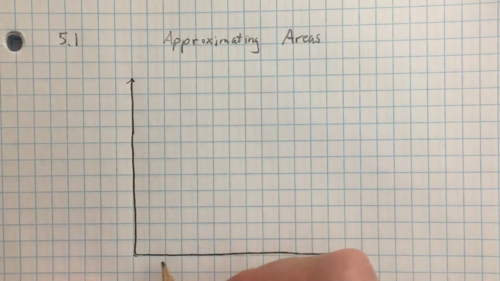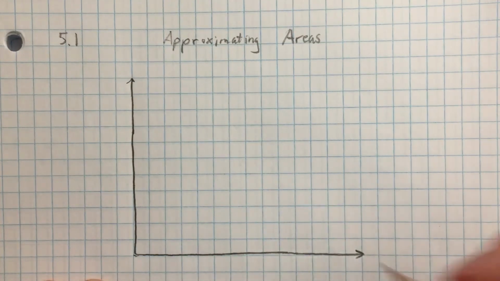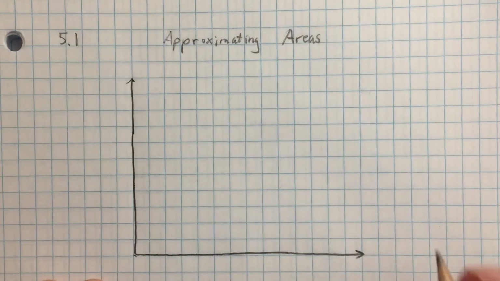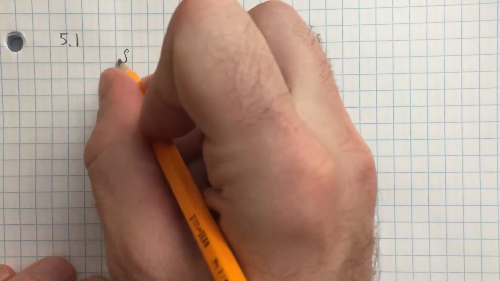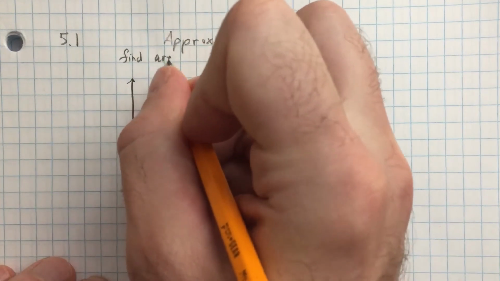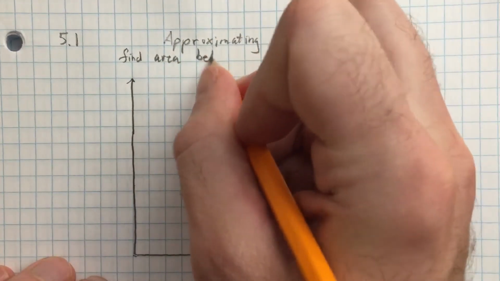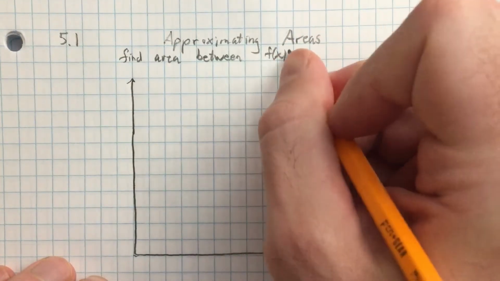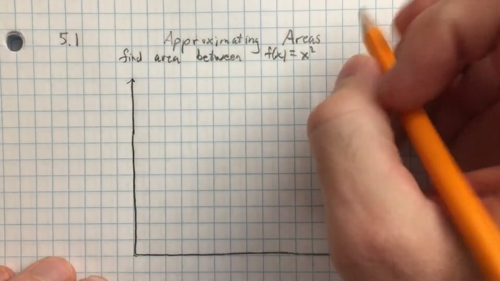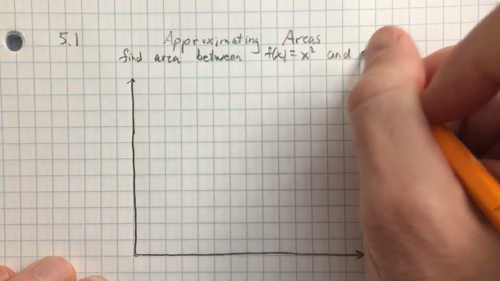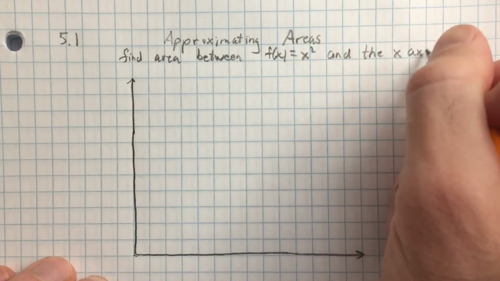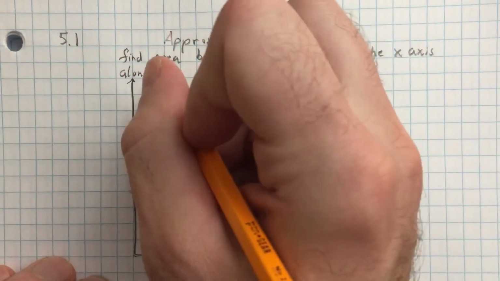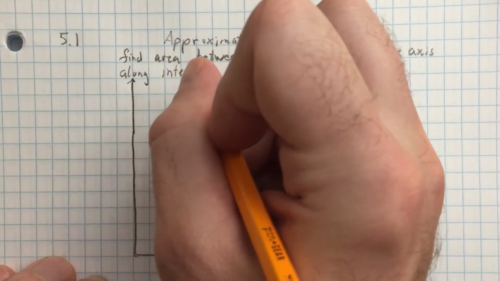So I'm going to take a function. I'm going to take x squared. I'll try to draw it here. We're going to find the area between f of x equals x squared and the x-axis along the interval 0 to 2.